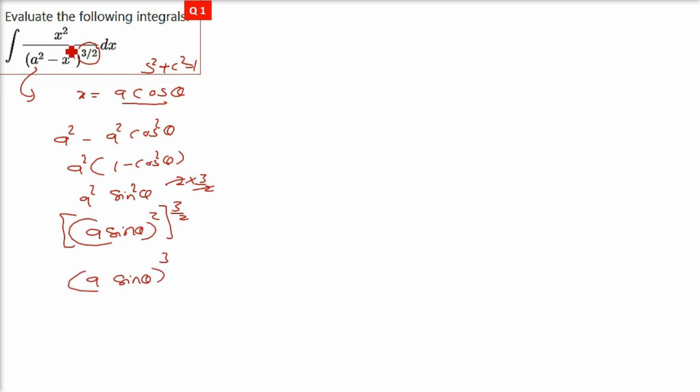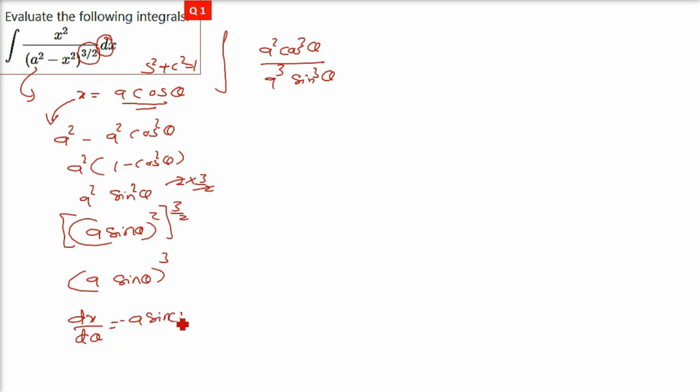What is upstairs now? In place of x square, we are going to put a cos theta whole square, a square cos square theta. In the denominator we have a cube sin cube theta. Now I've just resolved it using x equals a cos theta. In place of dx also we would like to put something, because that has to be replaced. So when you differentiate x equals a cos theta, dx by d theta will be negative a sin theta. So dx can be replaced by minus a sin theta d theta.